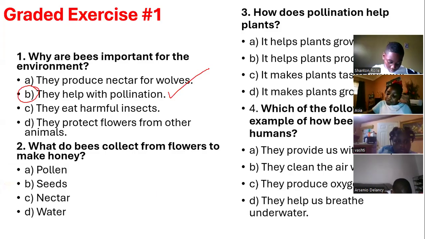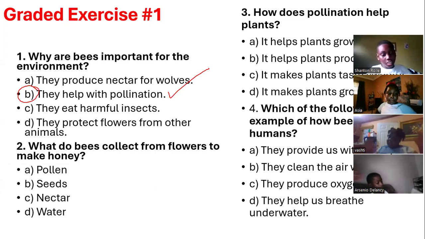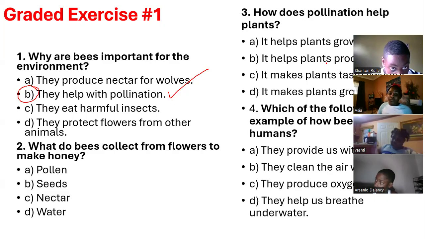If you got it right, please put a tick. If you got it wrong, please make the correction. How many persons got this one right? I got it. Very good. All right, so they are important because they help with pollination. That's why they're important. So if you got it right, please put a tick.